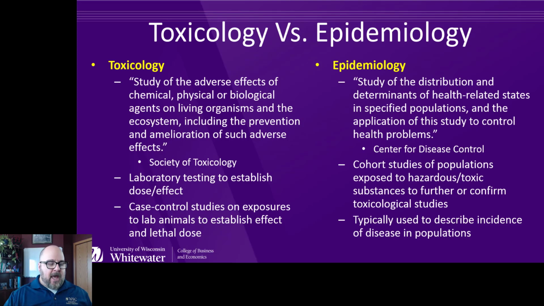Toxicologists usually do controlled laboratory experiments in which they take a lab animal, whether it's worms, mice, rats, and they expose half of the population to a chemical, or they create different groups and they expose them at different levels. And then they will look and see how it harmed them.